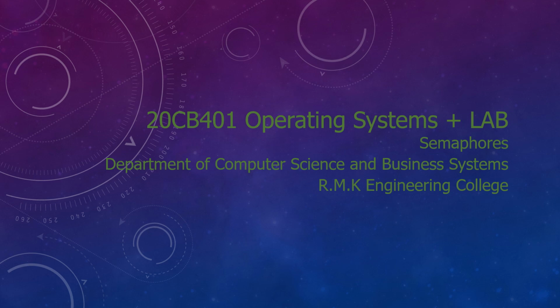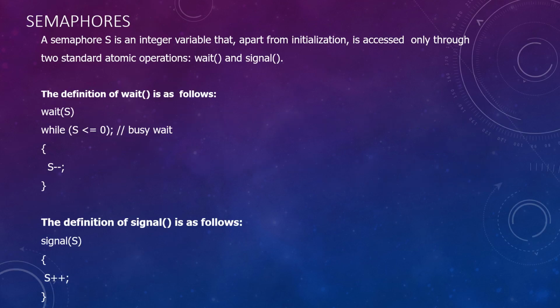Welcome back. In this video, we are going to discuss semaphores. So what is a semaphore? A semaphore is one of the process synchronization tools. Here I have mentioned a definition for a semaphore. A semaphore can be represented by a variable called S. It is an integer variable that, apart from initialization, is accessed through two standard atomic operations.